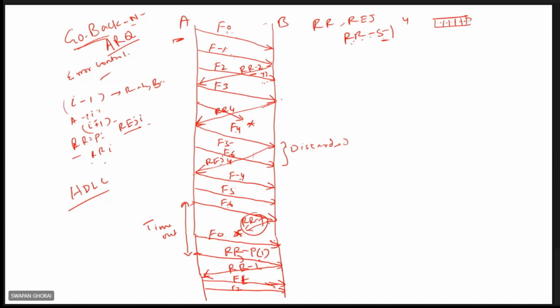Now quickly see the selective one. Another protocol is here, that is selective reject. There you see it goes back, right? It goes back and sends the discarded frames, I mean damaged frames, as well as succeeding frames. But another protocol is there which is called selective reject, ARQ.